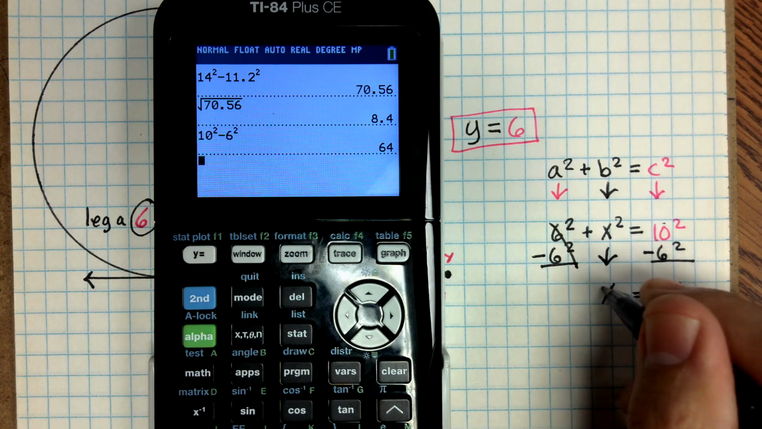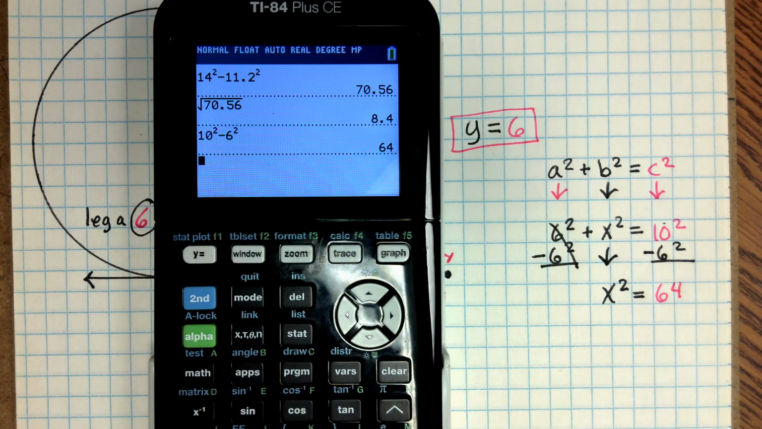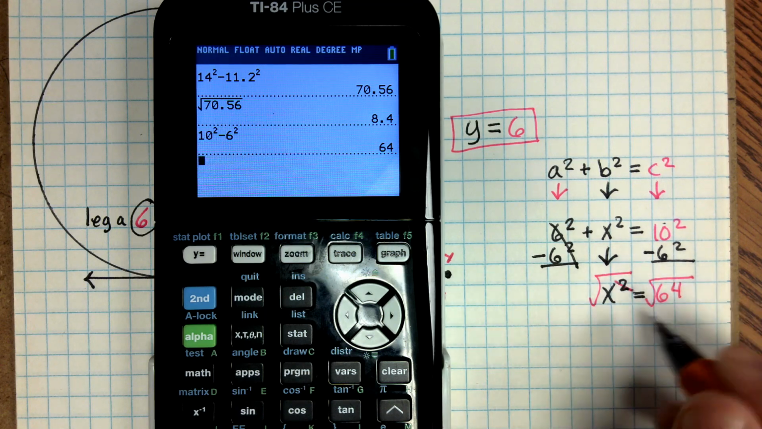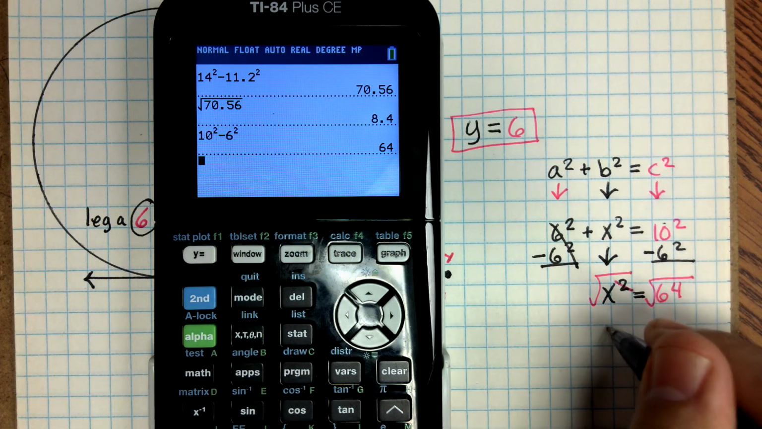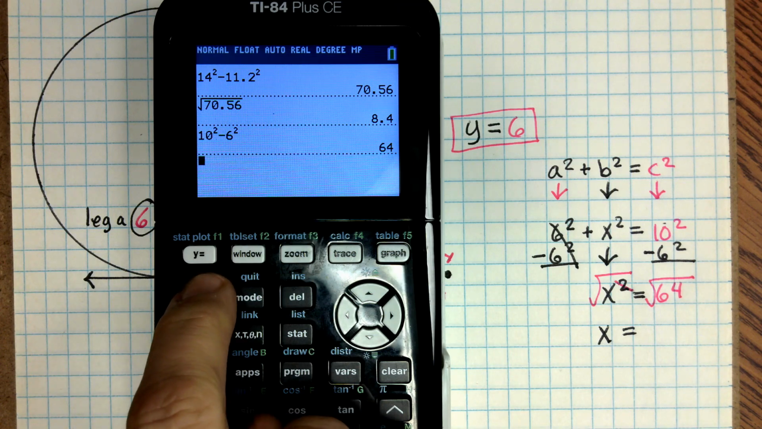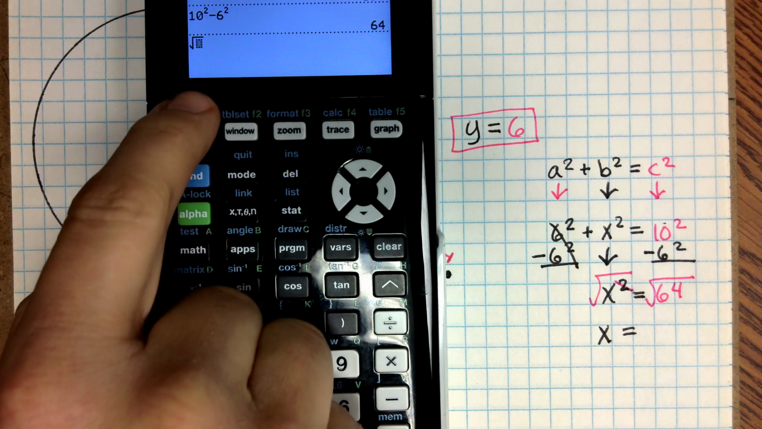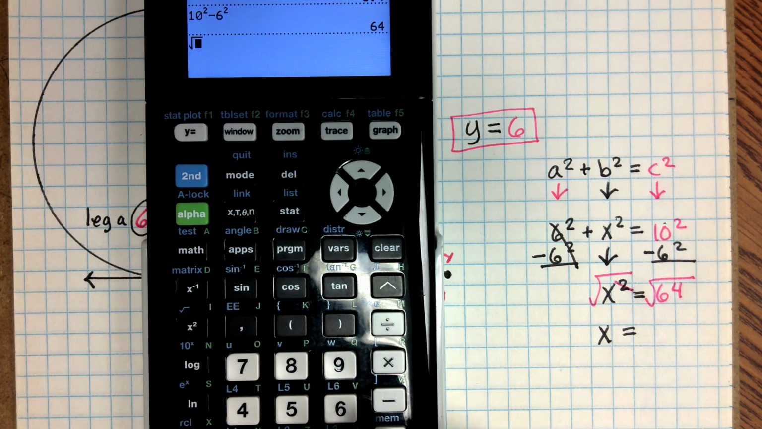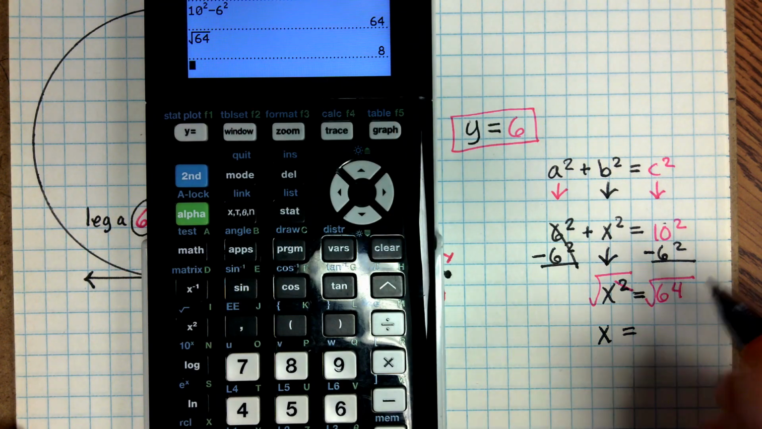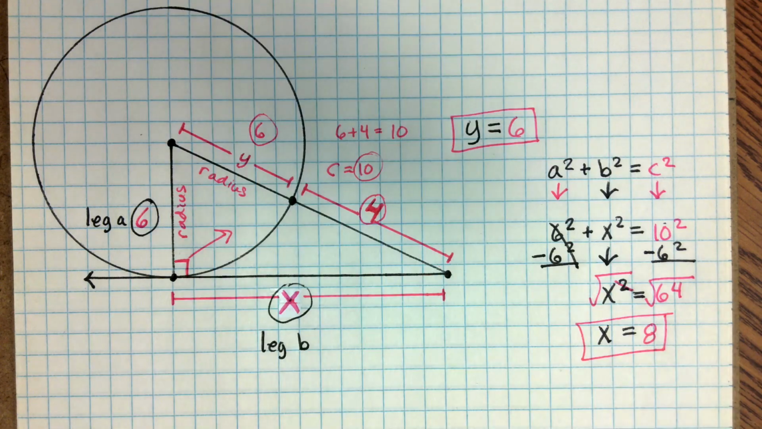Bring down my equal sign, and all I've got left on the left side of the equation is x squared. Now we don't want x squared, right? We just want x. So I need to take the square root of both sides. That cancels out the square on the x, and I'm simply left with x is equal to, and then in my calculator I'm going to hit the second button and then the x squared button so I can get my radical symbol, and I'm going to type in 64. And notice it gives me 8. So the answer to this question is x is equal to 8.